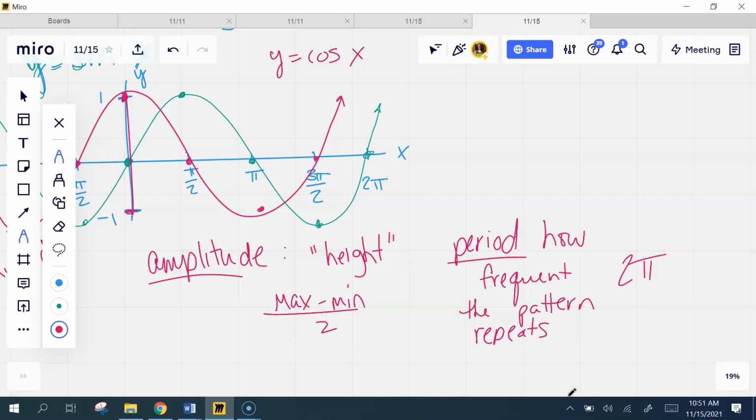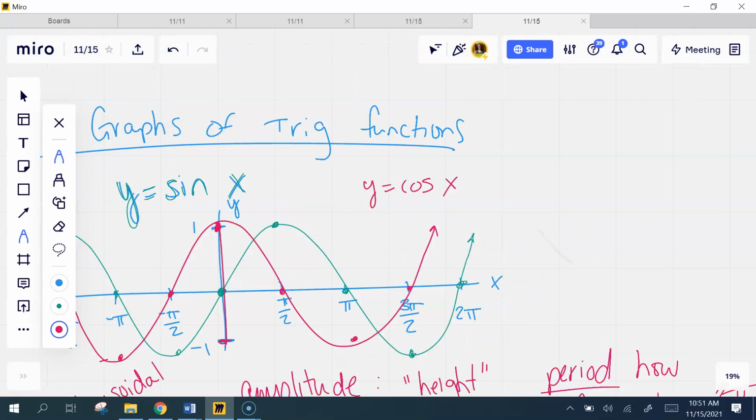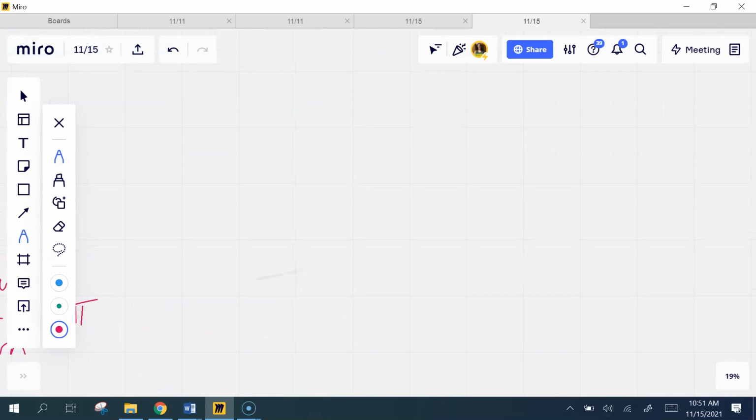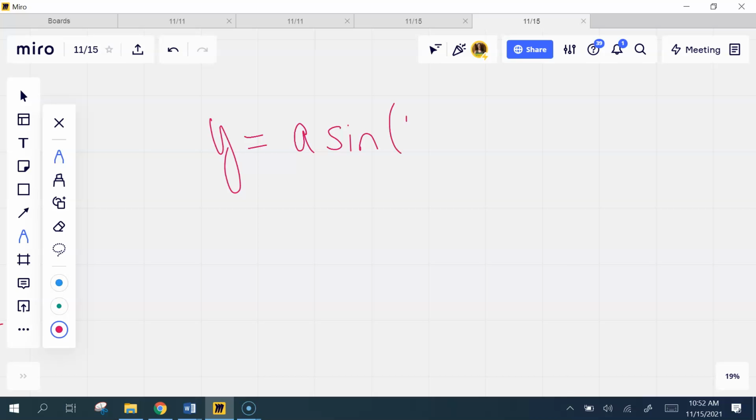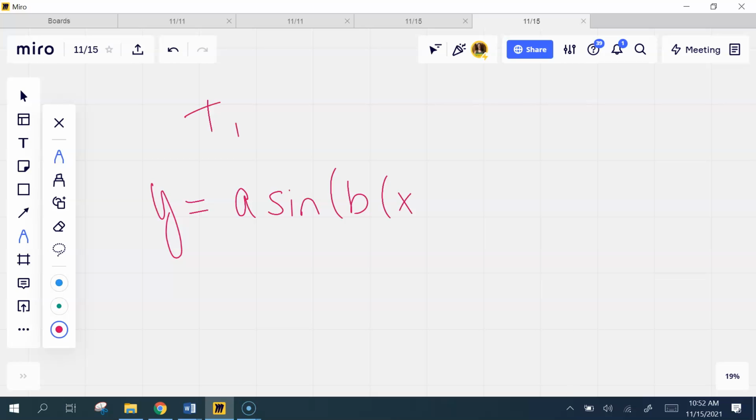Yes. I'm going to show you how to do that. There's an easy way to do it if you're given the equation. I should call this transformations. While a lot of things hold true, a lot of things are different.